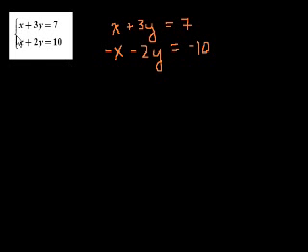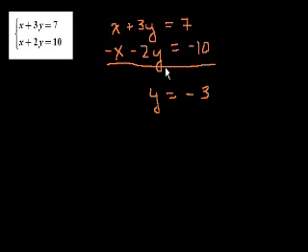That's why you immediately see, oh, they have an x and an x. If we subtract this from that, they'll cancel out. So if we add these two equations, the x's cancel out. 3y minus 2y is equal to y. And 7 minus 10 is equal to minus 3.